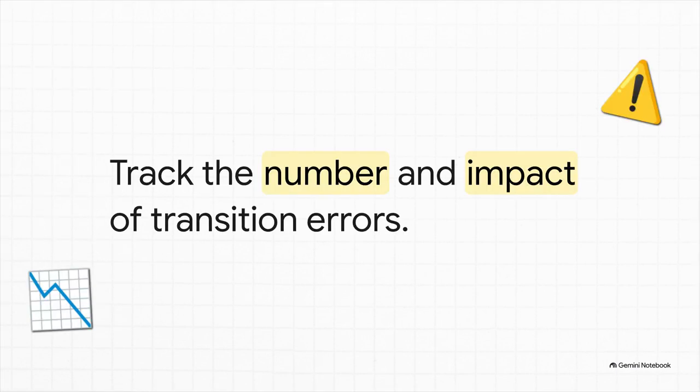Let's zoom in on that transition phase for a second. Imagine you're rolling out a massive software update. How do you actually know if that deployment was a success? Well, according to ITIL 5, you don't just look at how fast you pushed it out, you have to obsessively track the number and impact of transition errors. The whole goal here is to minimize disruption for your users while maximizing your speed to value.